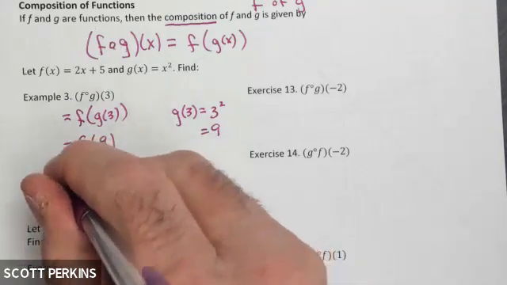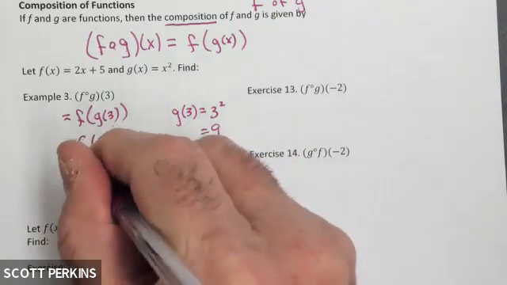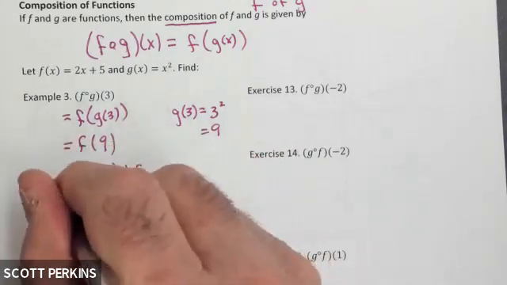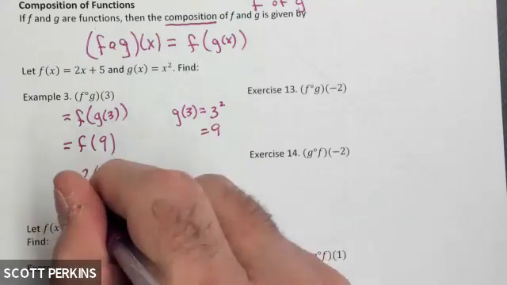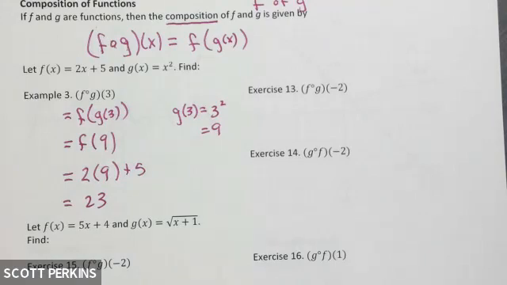Now I'm going to take the 9 and plug 9 into the function f. f is 2 times what I'm plugging in plus 5. I'm plugging in 9. So 2 times 9 is 18, plus 5 is 23. Okay, so that's our first composition. A new skill. I'm assuming this is a new skill for everybody. If it's not, well, that's okay. You're just not what I assumed. All right, so do exercise 13. It's the same problem, but this time you're doing it with -2.